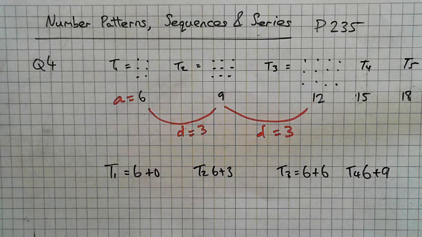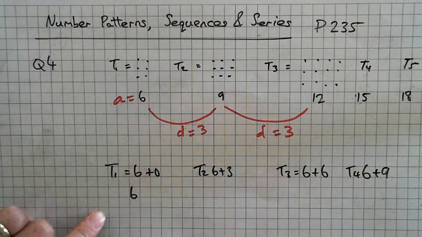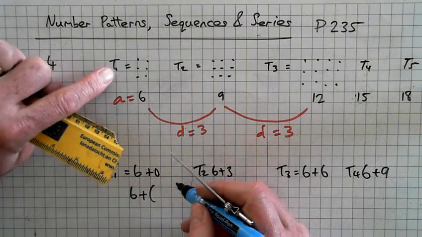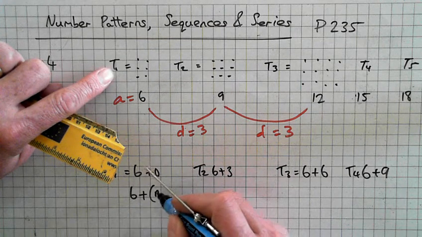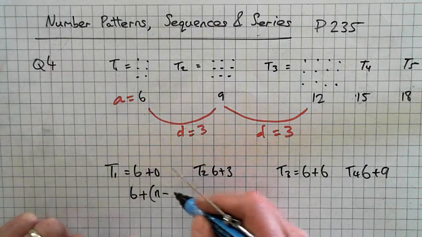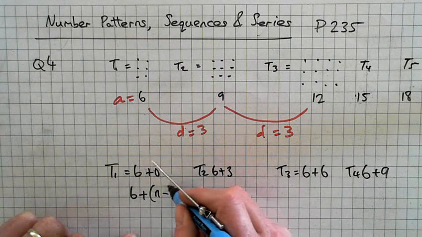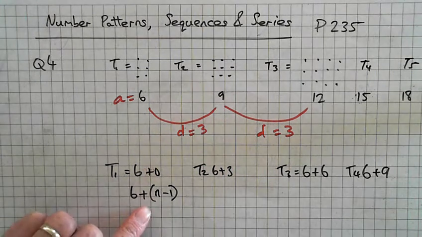I thought the formula was Tn. Oh yeah, but I can create my own. I'm creating my own formula right now. Alright, so 6 plus, how would I get 0? I'm on T1, so n is 1. n minus what will give me 0? 1. Alright, so there's my formula.